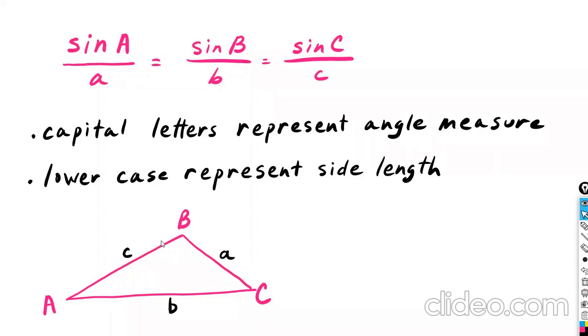So if you have a triangle ABC, the lowercase letter will be across from the respective uppercase letter. So side length A will be across from angle A. Side length B is across from angle B. Side length C is across from angle C.